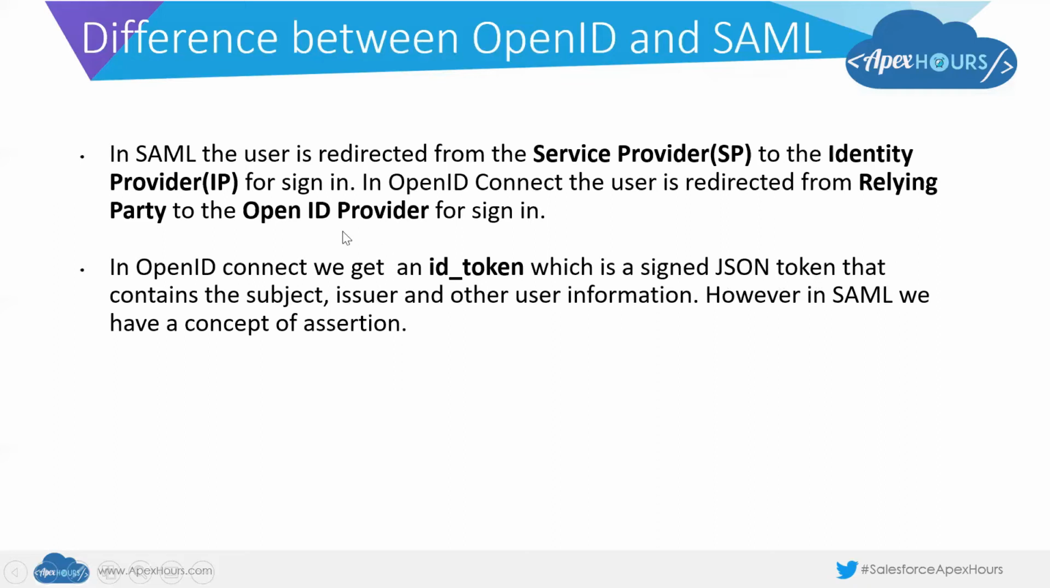Even here we will be using Gmail as an OpenID Connect provider. The only difference is that the way SAML works is completely different from how the OpenID Connect protocol works, because in SAML we have the concept of assertion. In other words, OpenID is nothing but the SAML of the modern era. That's how it is. So if there is any third party system which supports the OpenID Connect protocol, then we should go with OpenID Connect.